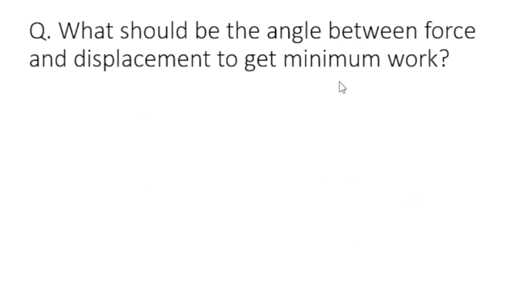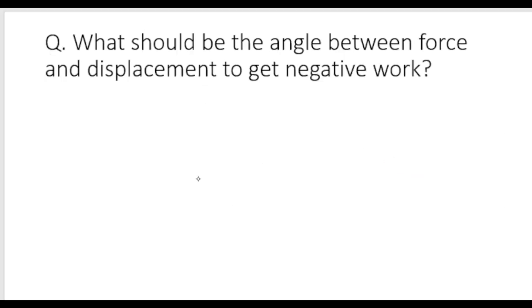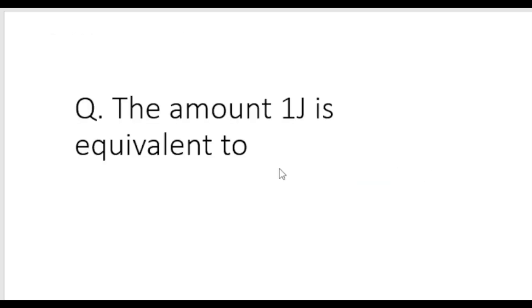What should be the angle between force and displacement to get minimum work? So minimum work means what? The force and displacement are perpendicular to each other, at 90 degree we get the minimum work because the work becomes 0 in this case. What should be the angle between force and displacement to get negative work? It should be 180 degree, because force and displacement are in opposite directions.